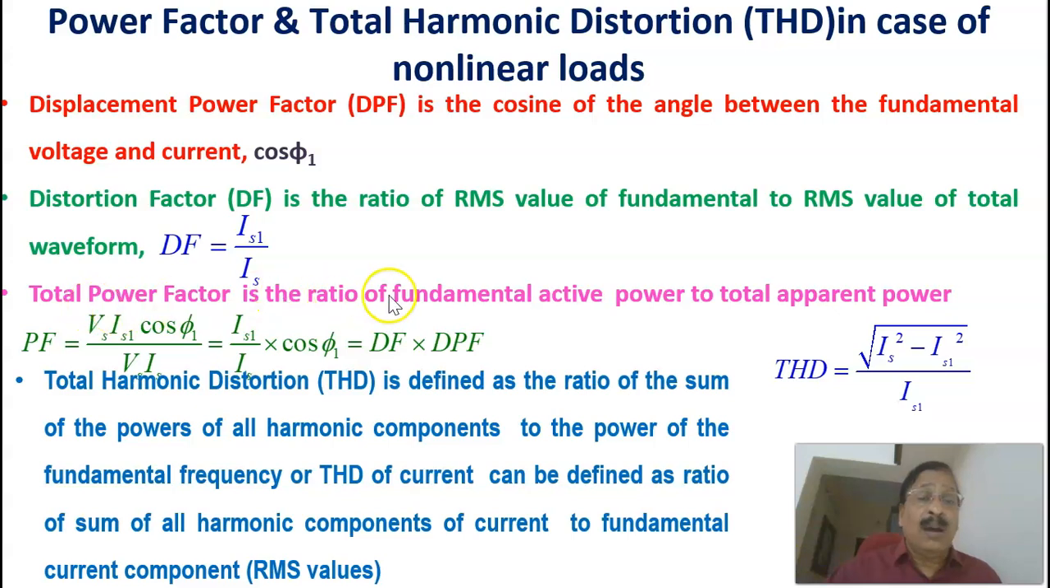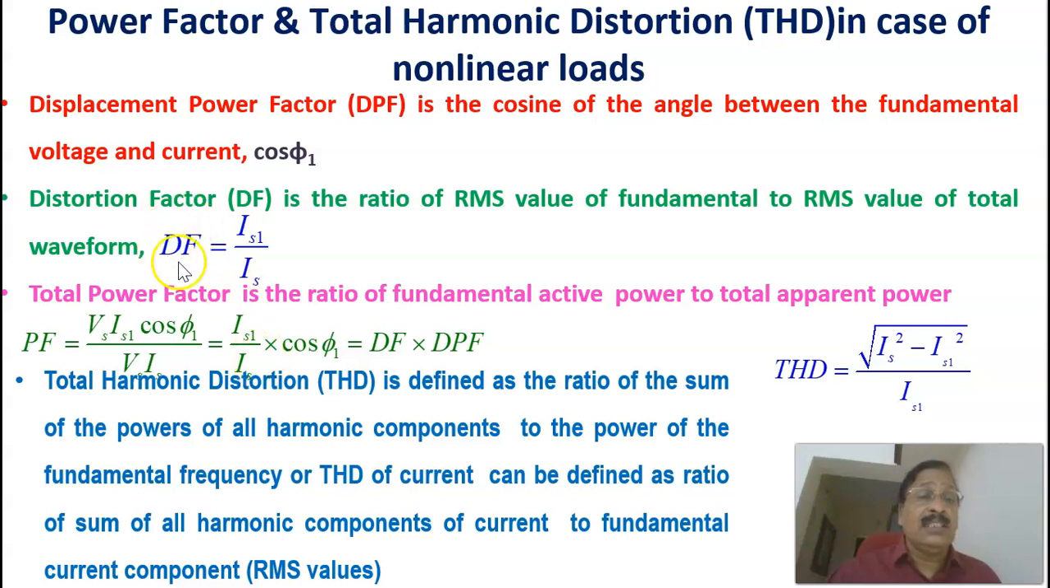And the total power factor is the ratio of the fundamental active power to the total apparent power. Fundamental active power is Vs into Is1 into cos phi 1. That divided by the apparent power, which is equal to Vs into Is. Now, if you calculate, this is equal to Is1 divided by Is, the RMS value of the fundamental divided by the RMS value of the total signal, into cos phi 1.